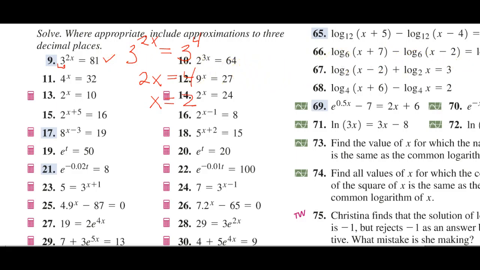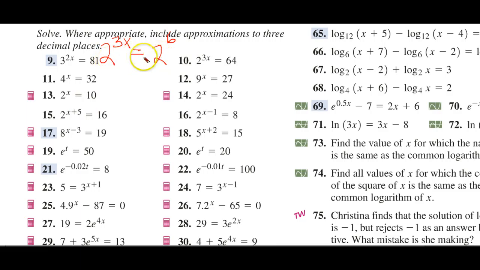All right, we're going to do the same thing with number 10. We have 2 to the 3x power. Now we're looking for some value of 2 to what power is 64. Now I believe it is 6. 2 to the 6th power is 64.